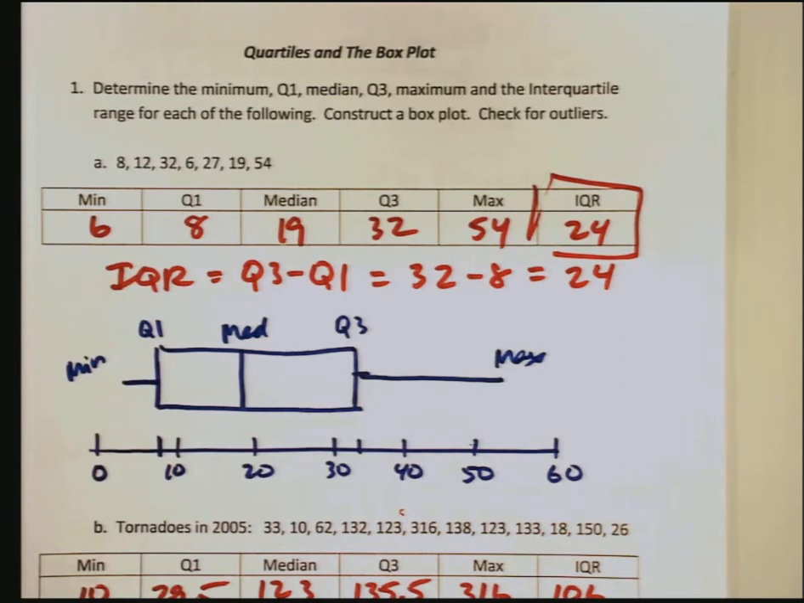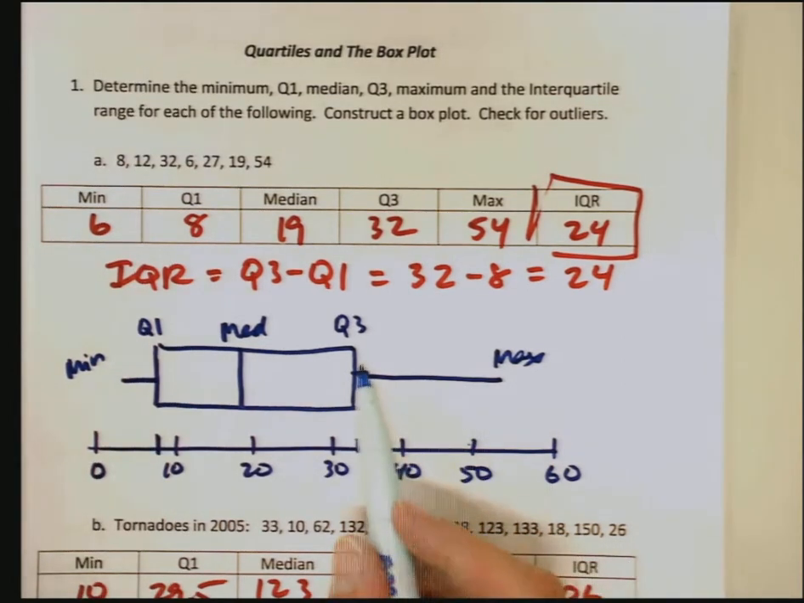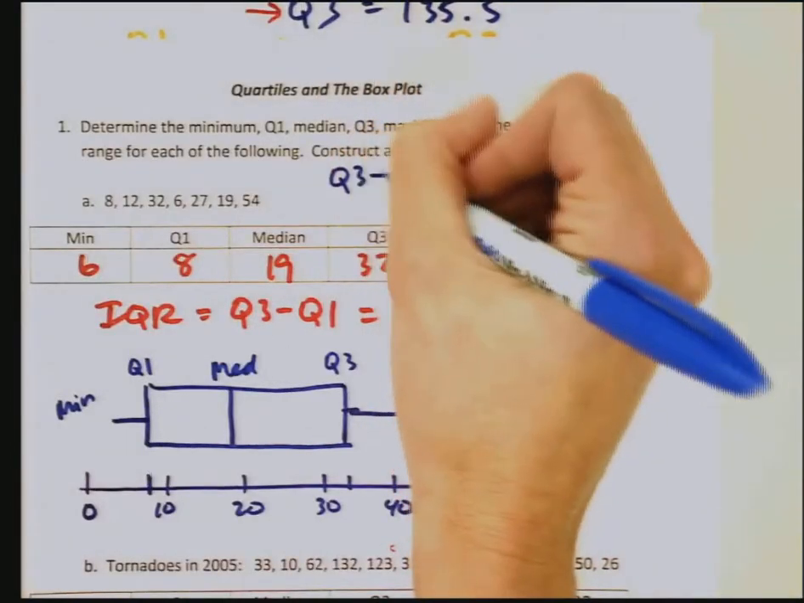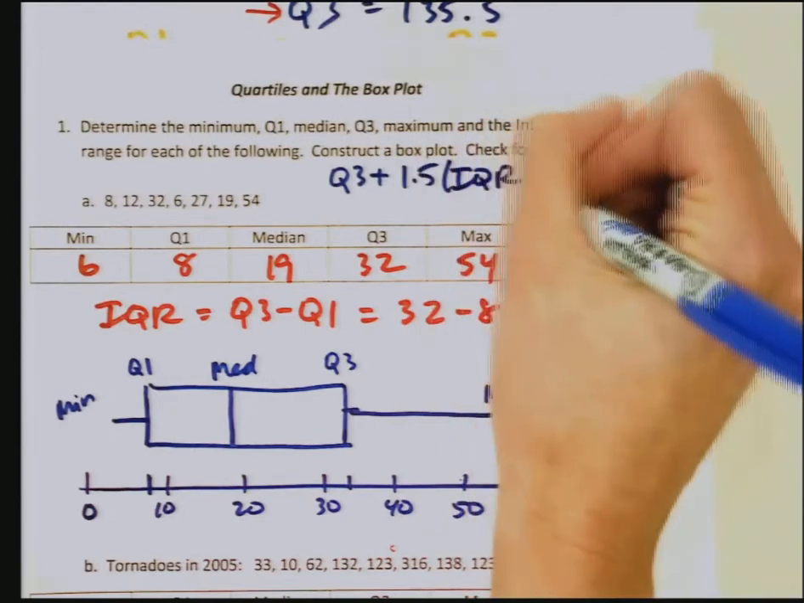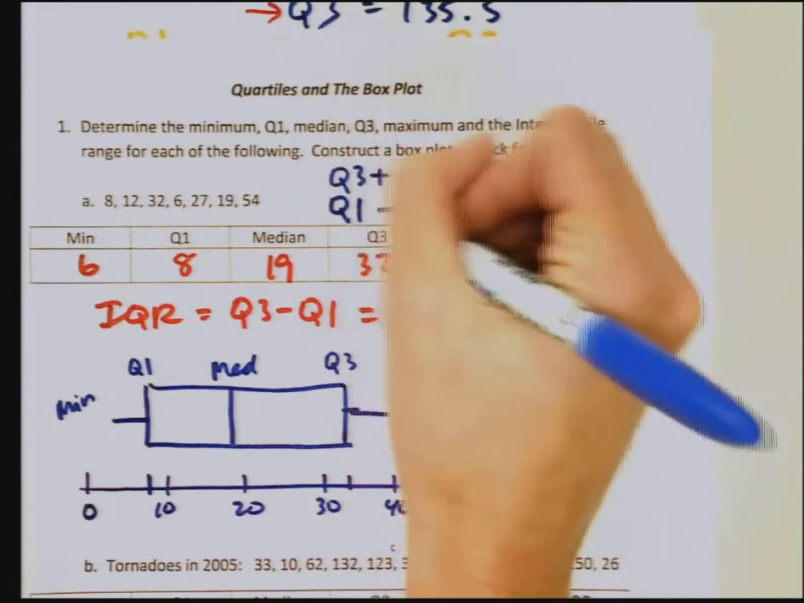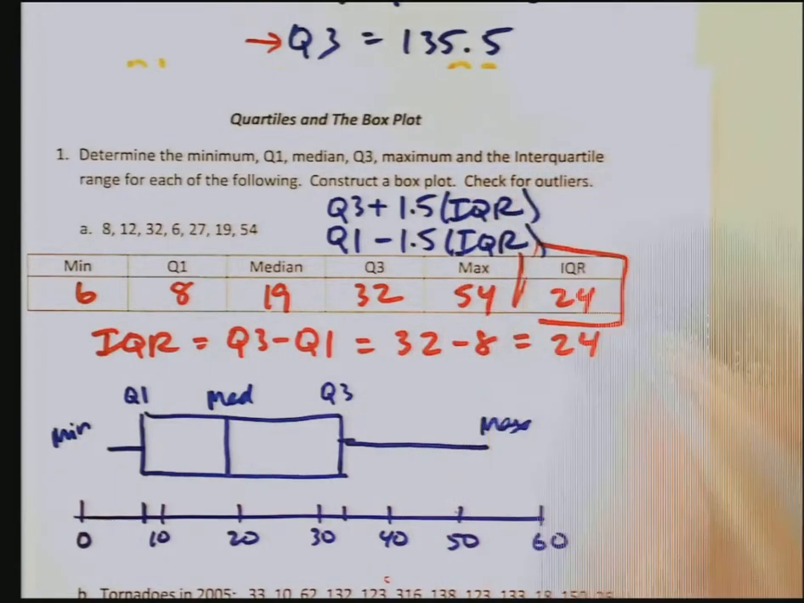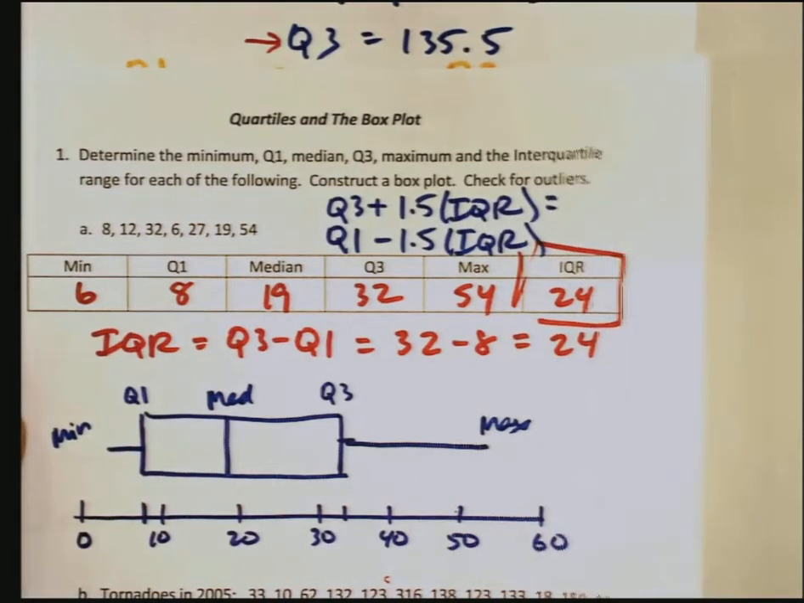Check for outliers. So let's go ahead and check for outliers on this one. In order to have an outlier, I need quartile 3 plus 1.5 times the interquartile range. Anything above that, or quartile 1 minus 1.5 times the interquartile range. Okay, so let's compute these. I'm running out of room, aren't I?